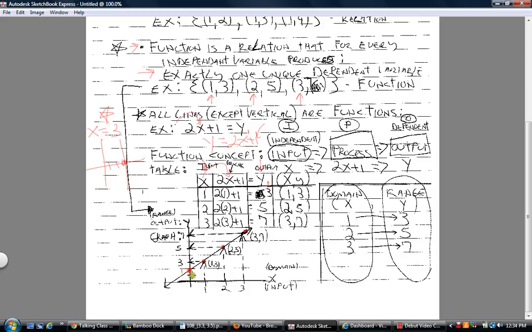So notice now that for every value of x, if I come over here and go to 4, I could come up, hit the line, and come across. But what do I get if I put a 4 in? 2 times 4 is what? 8 plus 1 would be 9. The ordered pair would be 4, 9.